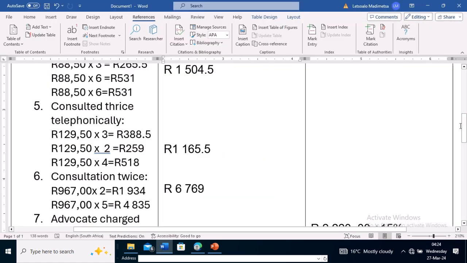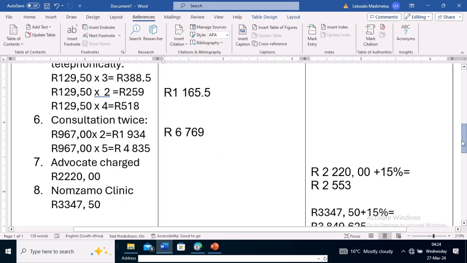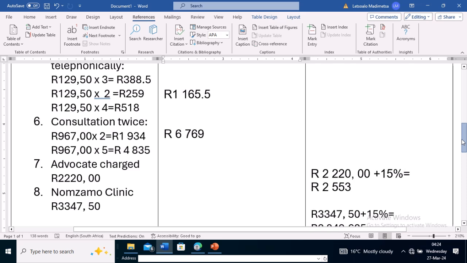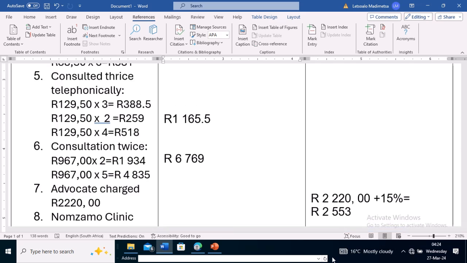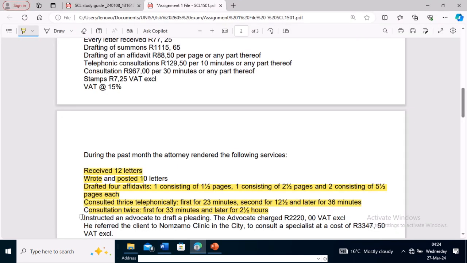Then it's going to give you the amount. Let me just show you bit by bit. So as you can see, it will give you 2,553.